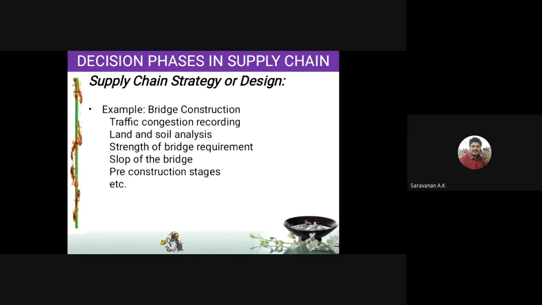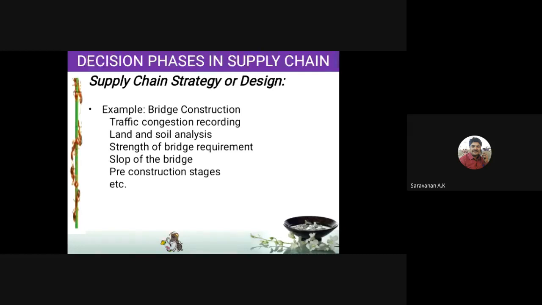For example, if a lorry or a bus has a breakdown in the middle of the bridge, then the vehicles start accumulating. If the accumulation continues for the next 10 minutes, it should not reach that signal. Based on that only, they will calculate the slope of the bridge. So like this, they have to take decisions.